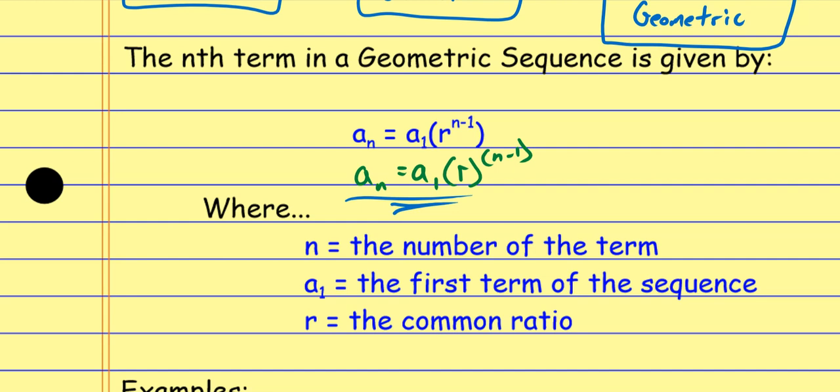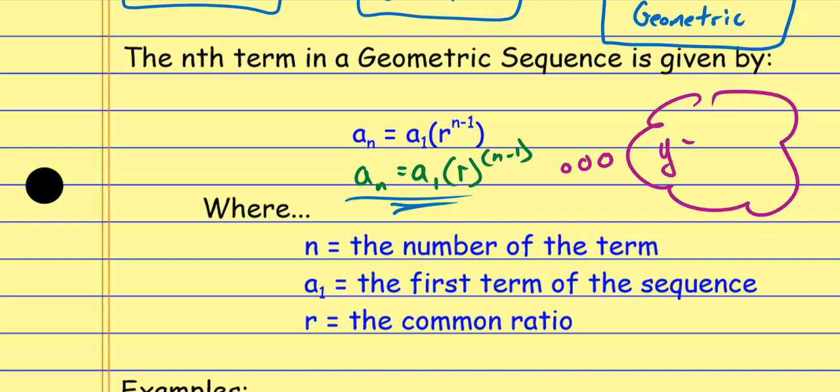And as we look at this thing, it should be pretty obvious which one this is. This is an exponential function, okay? It's basically in the same format as, if I kind of draw this over here in a nice little thought bubble, y equals a times b to the x.